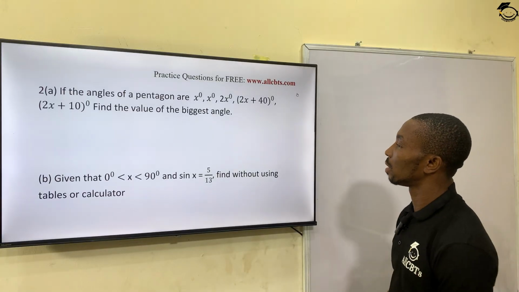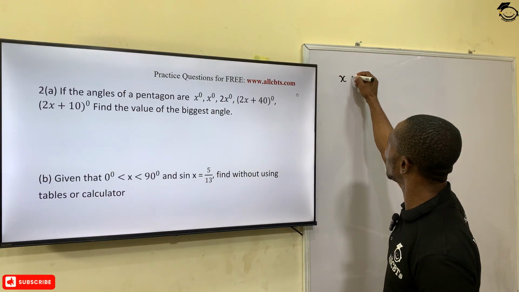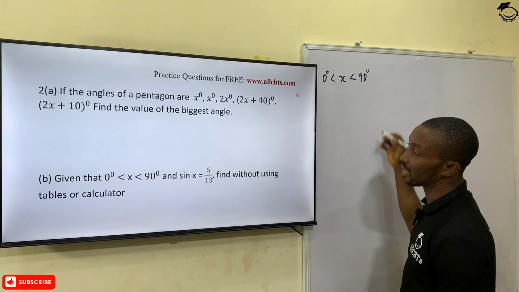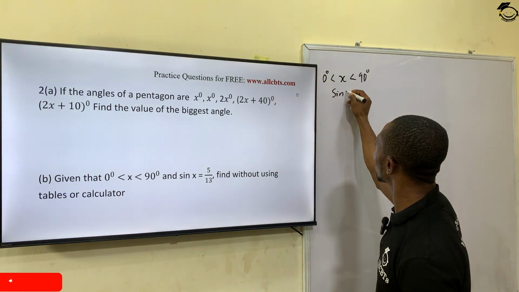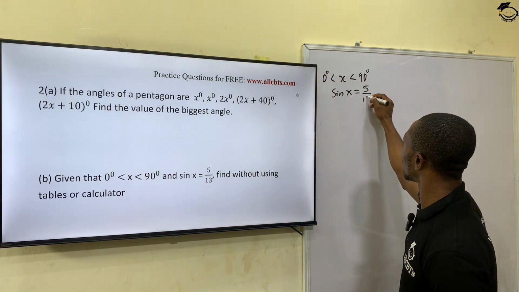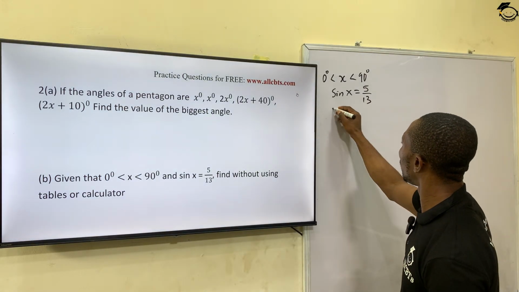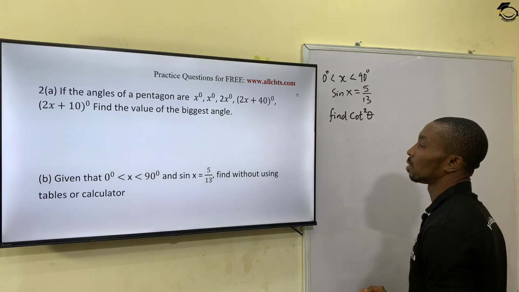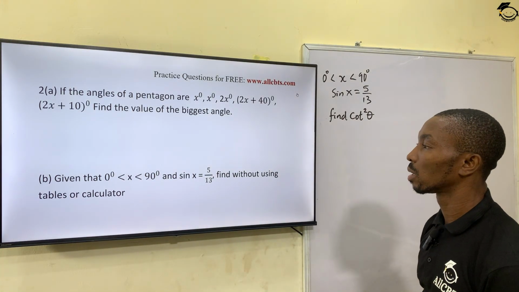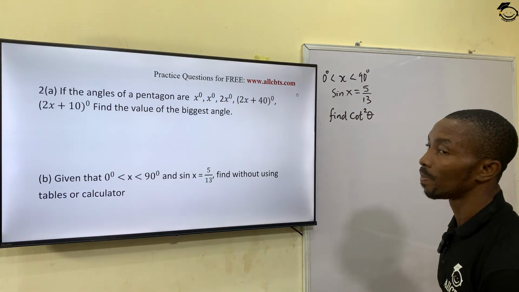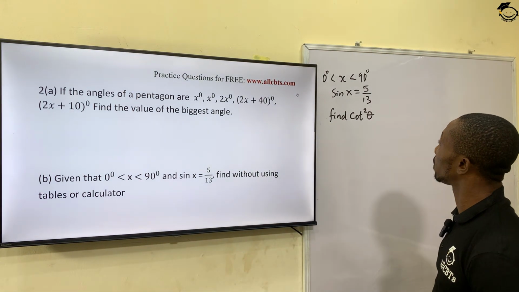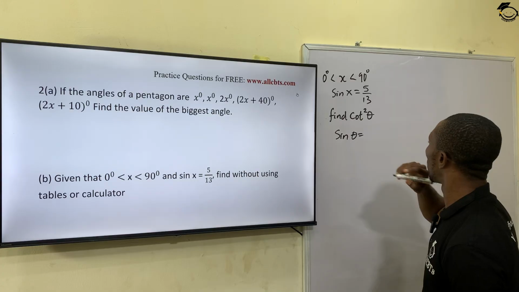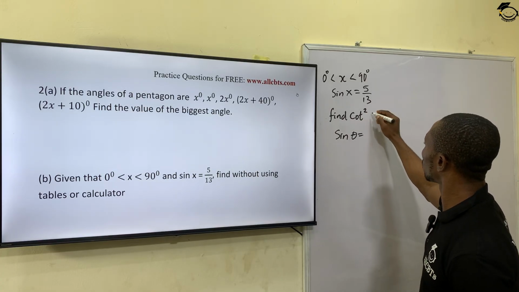Given that x ranges from 0 to 90 degrees, which means x is acute, and sine x equals 5 over 13, we have to find cot squared x without using tables or calculators. To find cot squared x, first we know that sine x, sorry, this will be called squared x.